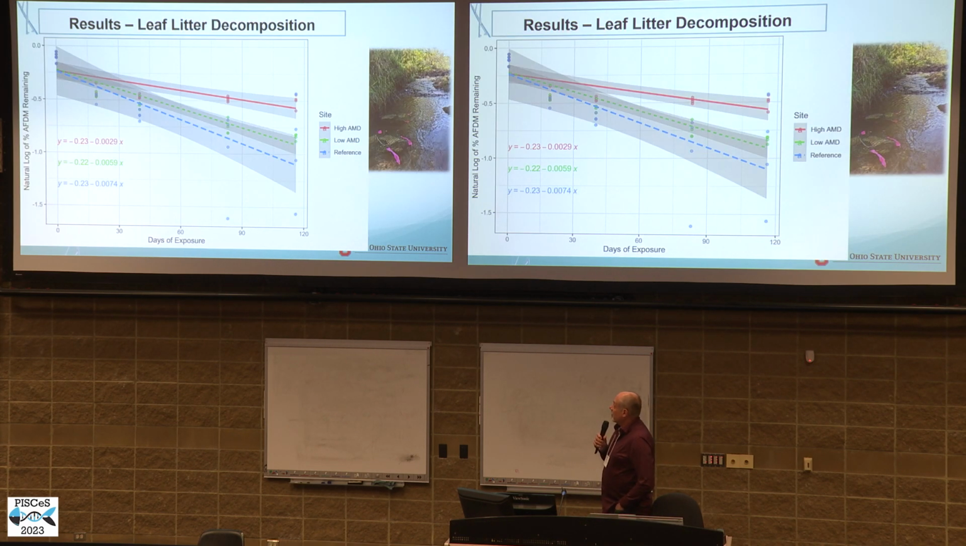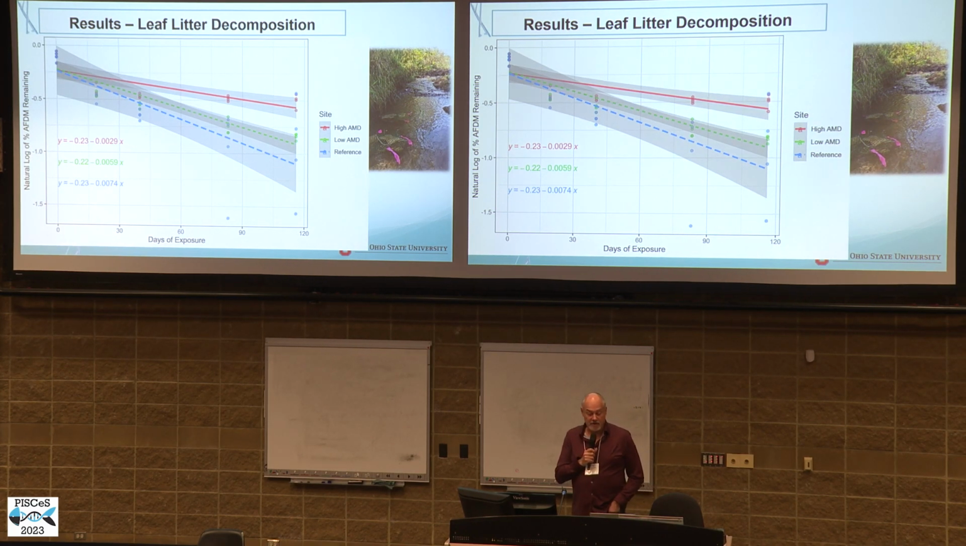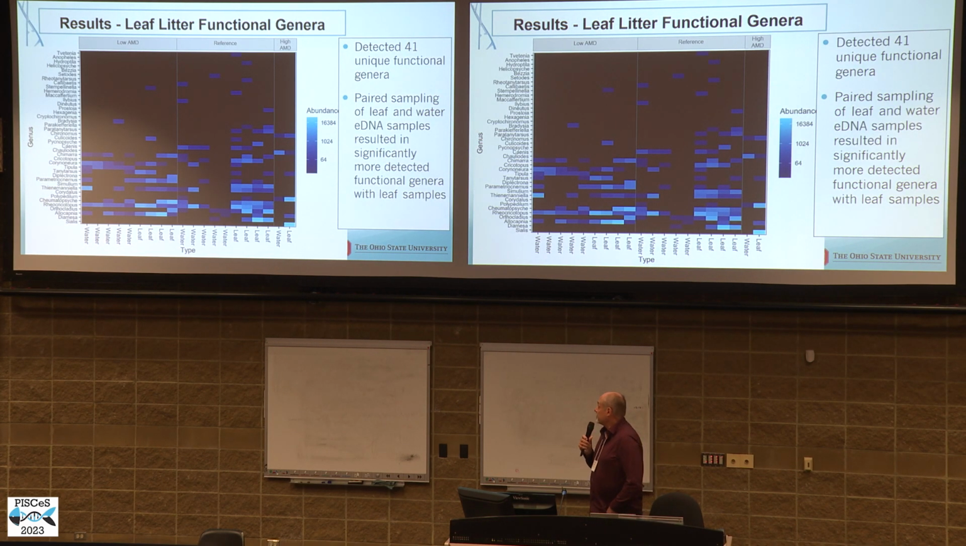Looking at the leaf litter decomposition results, leaf litter decomposition was obviously inhibited here in the high AMD site compared to the low AMD and reference sites. And looking at a heat map of the genera, we detected 14 unique genera of arthropod invertebrates at these sites. And you can see that we have the samples for each of the times split out, so 4 leaf and 4 water samples for the low AMD and reference sites.